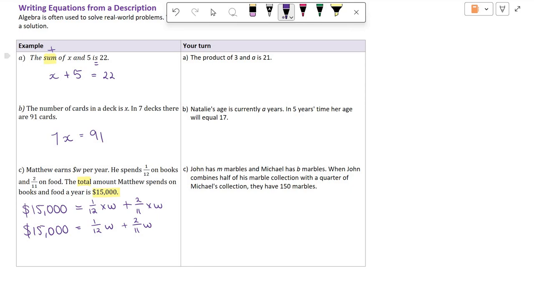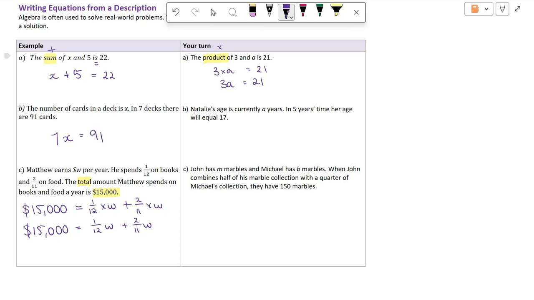Pause here and have a go at the ones on the right-hand side, and then unpause and I'll go through them. If we're looking at the product of something, that is multiplication. So I'm going to have 3 times A equals 21, which means because we get rid of that multiplication sign, 3A equals 21 is the nicer way to write it.